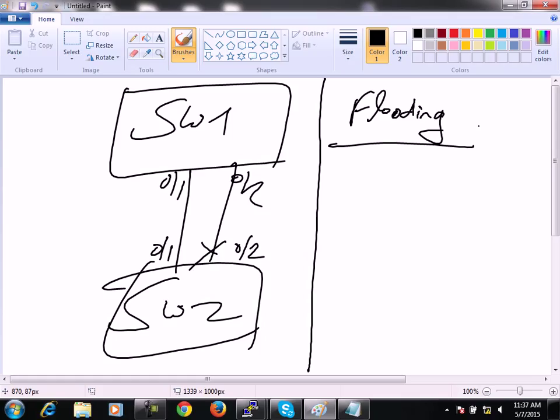Now, what is the meaning of flooding? Flooding is a process in which a switch will transmit a copy of a frame out from each of its active ports, except the interface where it was received. Okay. Sometimes people will ask you what is the difference between broadcasting and flooding. So how will you explain it?